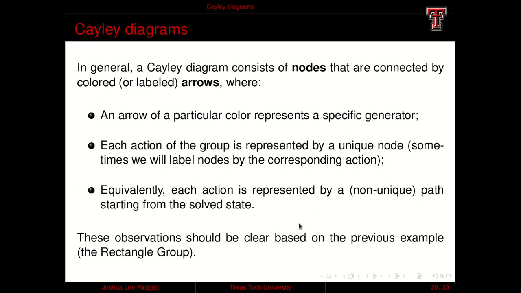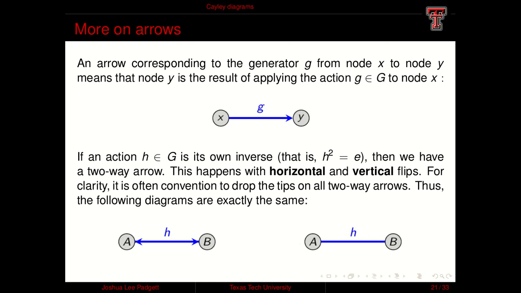So the idea is these should be pretty clear from the rectangle group example, and since I've been going back and forth, I hope that it is clear. And let's actually understand better what these arrows are. So mathematically, the idea is pretty simple. Each of these nodes, X and Y, represent an action. Remember, the groups are the set of actions. But if you want, as I said before, we can think of these as configurations in the group. But I'm going to continue thinking of them as actions.